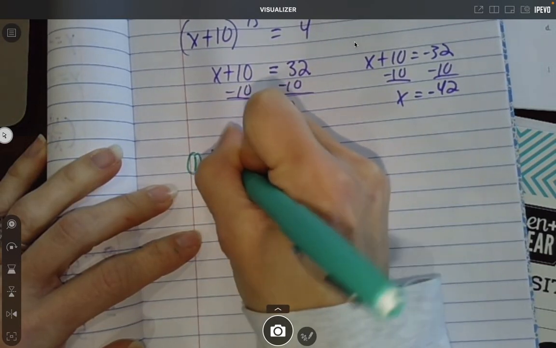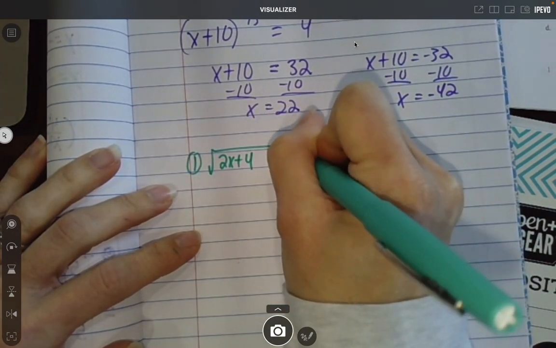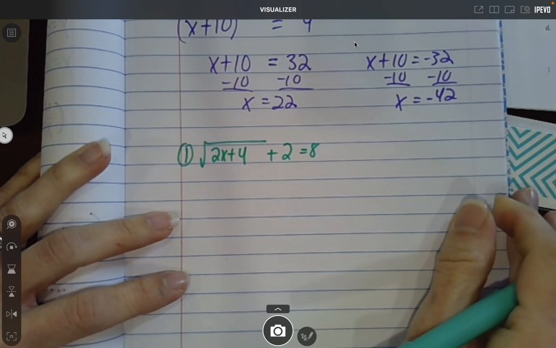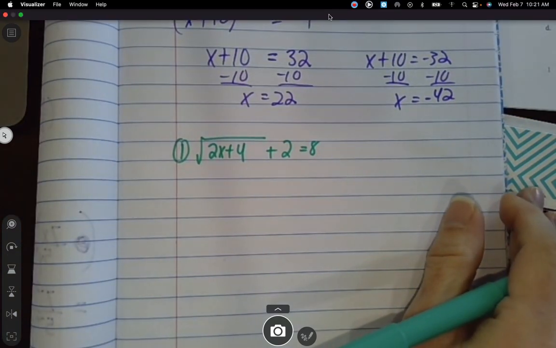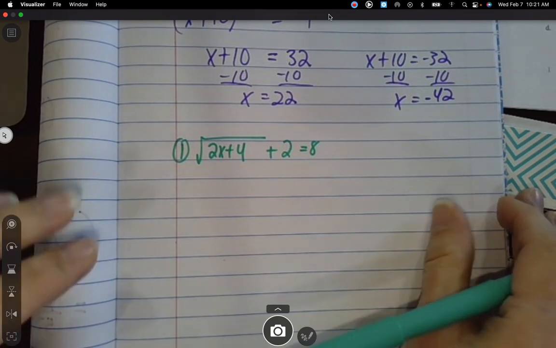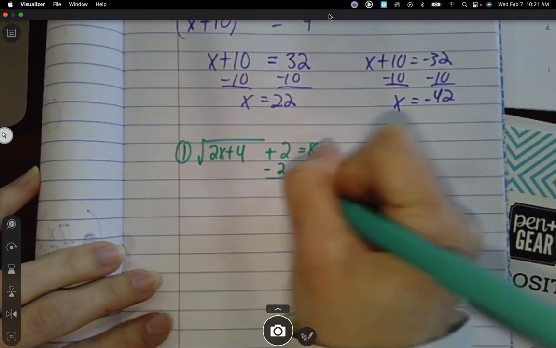We have this one. It seemed like everybody got this okay. The first thing that we have to do is get the square root by itself. So you would just subtract 2.